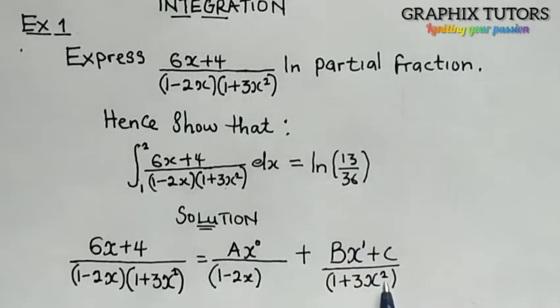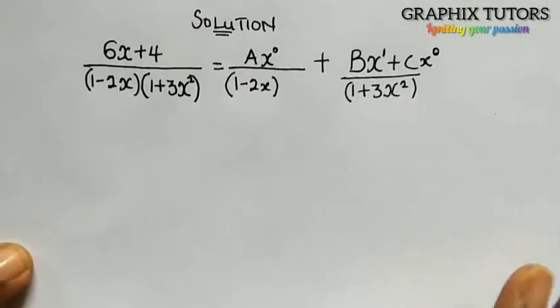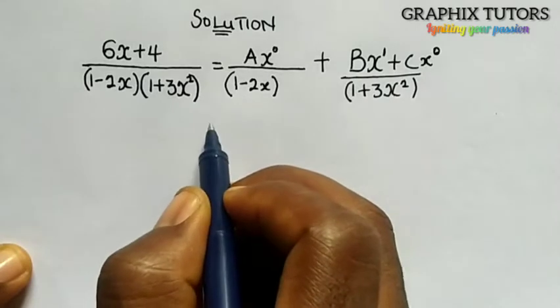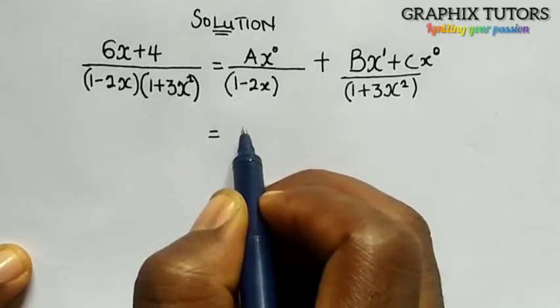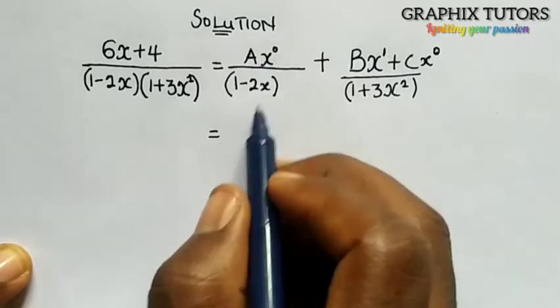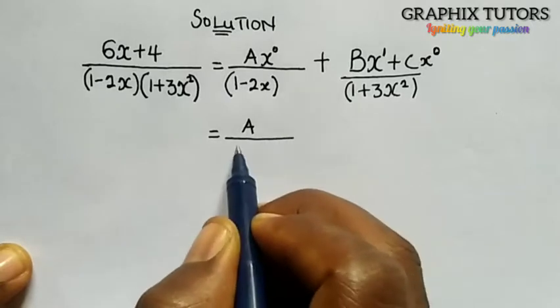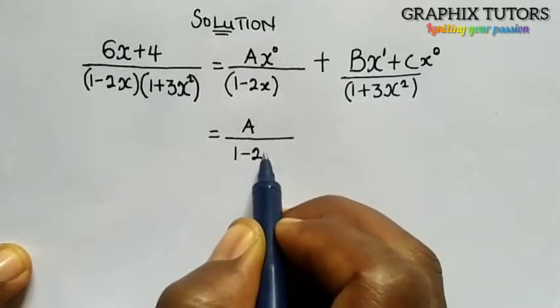Right? If you have the degree of x here to be 2, the degree of x on top here will be 1, while the one that will follow it will be x to the power of 0. So the powers will be decreasing to 0. So if I am to rewrite this again, x raised to the power 0 is 1, 1 times A will be A, all over 1 minus 2x.